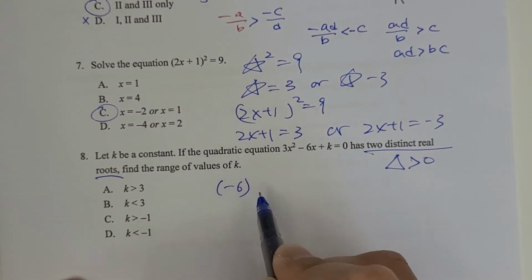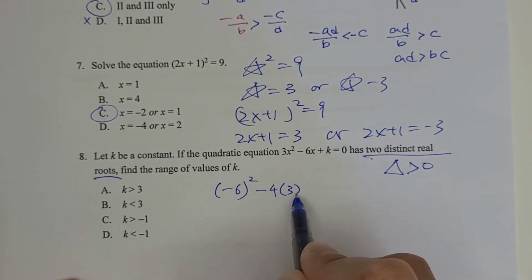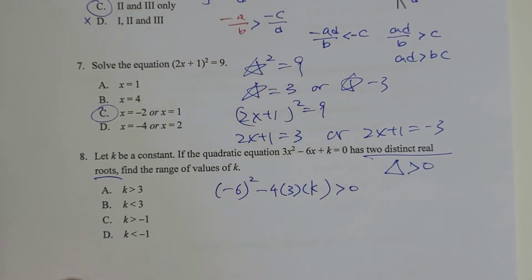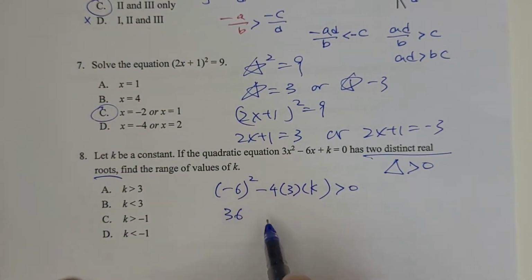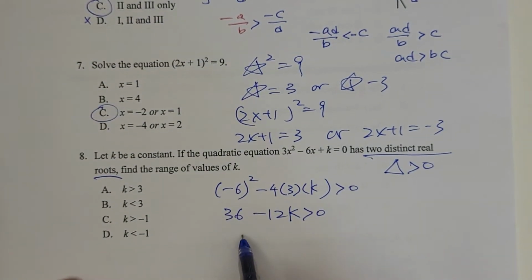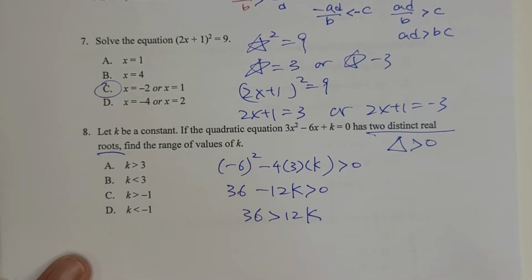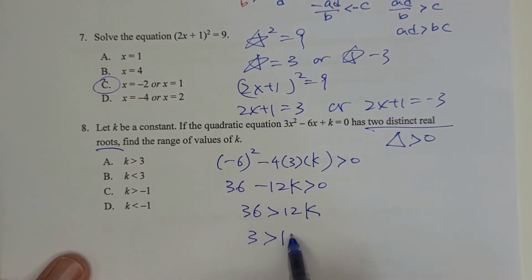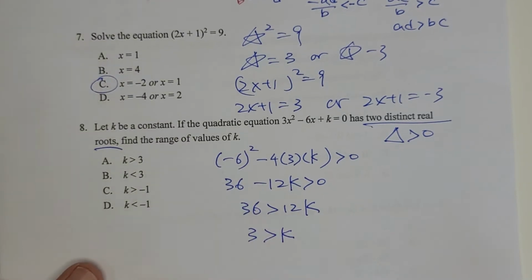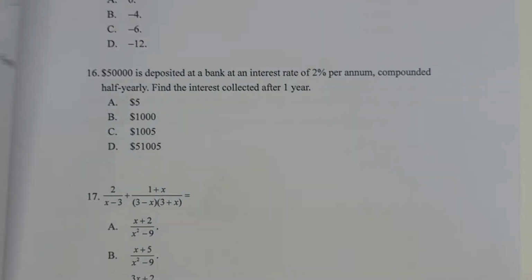Quite simple. b squared, remember the bracket, minus 4ac is greater than 0. So 36 minus 12k greater than 0. And here, 36 greater than 12k. Both sides divided by 12, so 3 greater than k. But finally, you need to move k to the left hand side, so k is less than 3. The answer is B. And then let's go to question number 9.